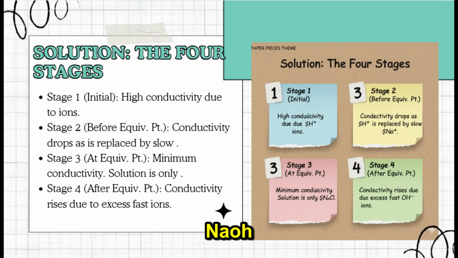Stage 2, before the equivalence point. As we add NaOH from 0 up to 100 milliliters, the fast H+ ions are replaced by the slow Na+ ions. This causes a sharp linear decrease in conductivity. Stage 3, at the equivalence point. At exactly 100 milliliters of NaOH, all the H+ ions have been neutralized. The solution now contains only sodium chloride, or NaCl. This is the point of minimum conductivity.